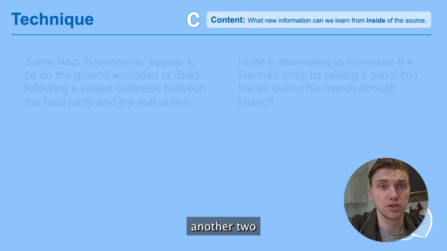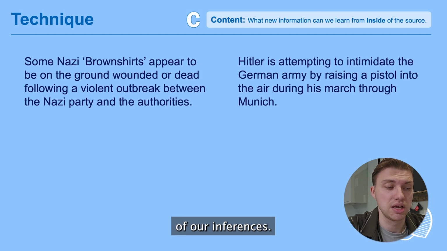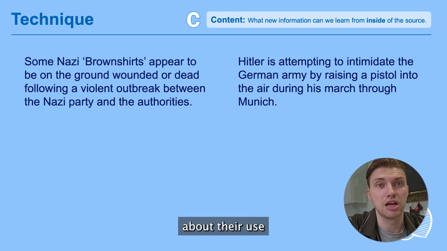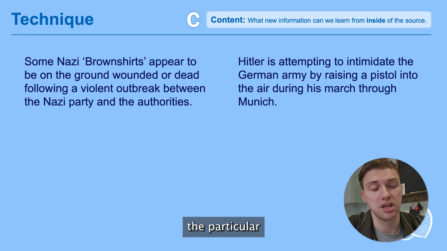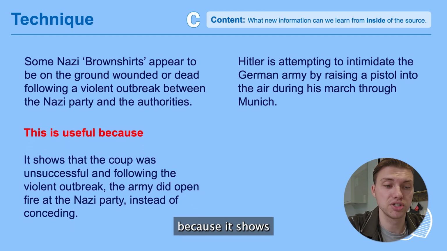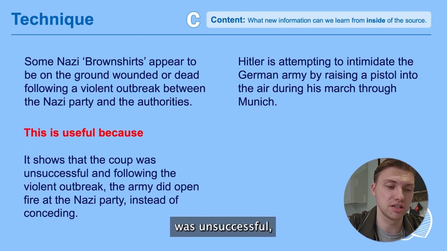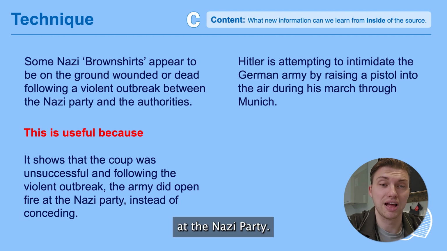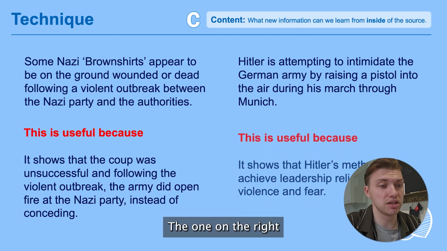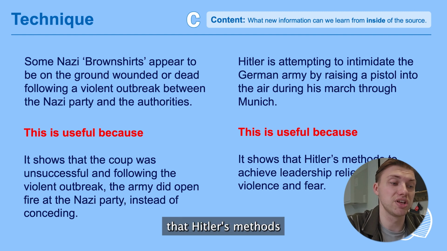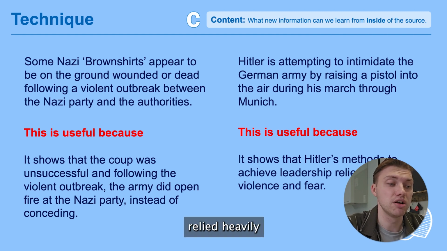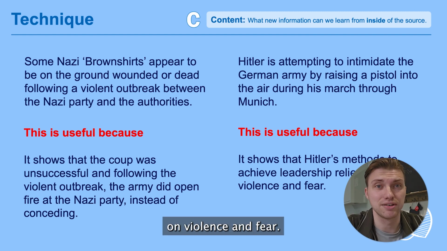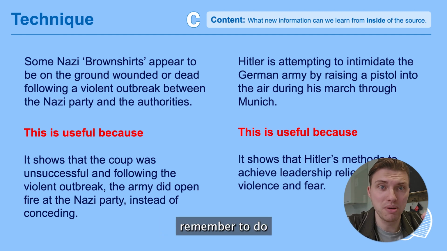Here we have another two of our inferences. This time we need to think again about their use towards the particular question. This is useful because it shows that the coup was unsuccessful, and following the violent outbreak, the army did open fire at the Nazi Party. The one on the right is useful because it shows that Hitler's methods to achieve his leadership relied heavily on violence and fear. So it's that extra sentence of judgment that you will remember to do if you use the phrase, this is useful because.